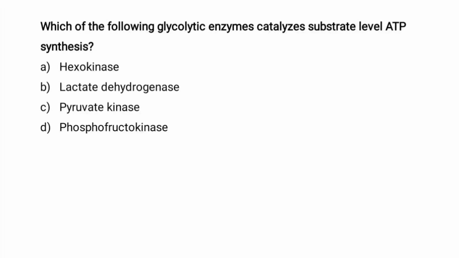Next question is, which of the following glycolytic enzymes catalyzes substrate level ATP synthesis? In glycolysis, there are two steps which possess substrate level phosphorylation. First is conversion of 1,3-bisphosphoglycerate to 3-phosphoglycerate by enzyme phosphoglycerate kinase, and second is conversion of phosphoenolpyruvate to pyruvate by enzyme pyruvate kinase. So option C is the correct one.